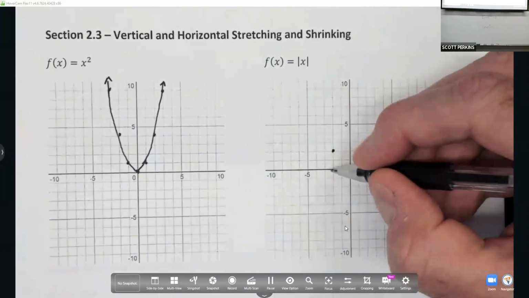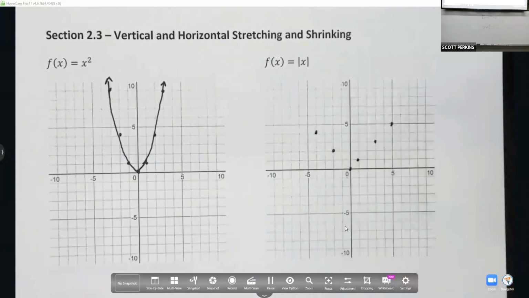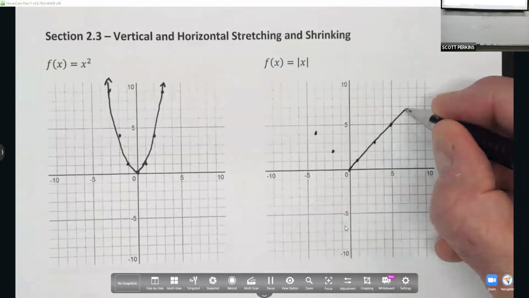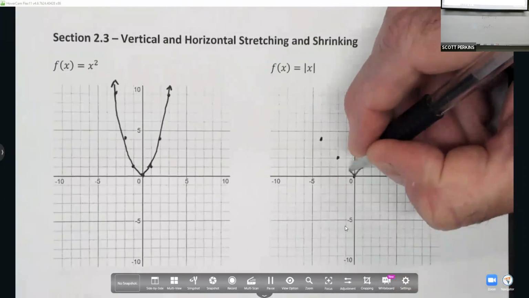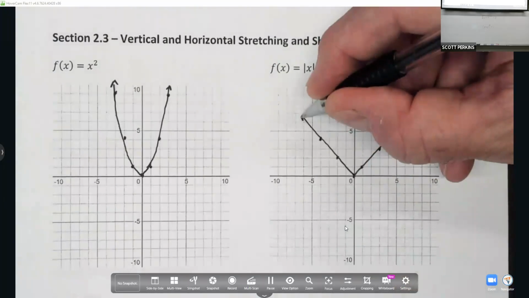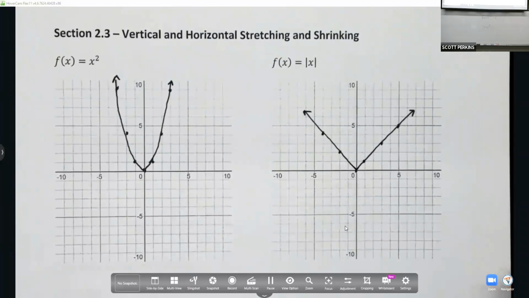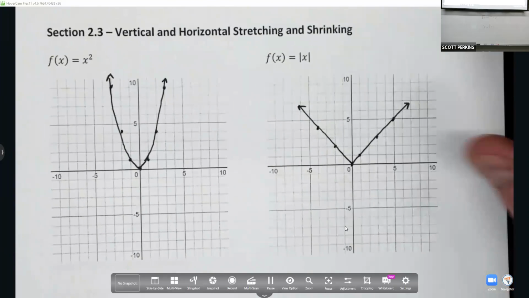I'm just picking different values to show you that we don't have to get typecast and always use the same ones. Really, the only limiting factor to our values is the grid that I've given you to work with. So the absolute value, those are lines on both sides. It should look like a nice V shape.